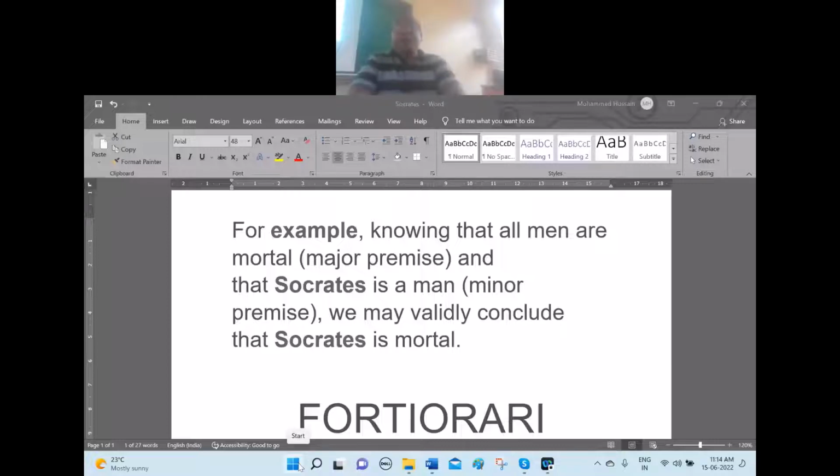In the syllogism, what will happen? An example is given: knowing that all men are mortal. What is meant by mortal? It means they are going to die. Any living person is going to die. That is the universal truth. In Arabic, we say, Kullun nafsun zayakhatul maut. All living creatures, one day or another, are going to die. And we are living creatures.